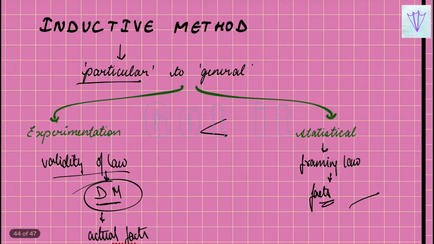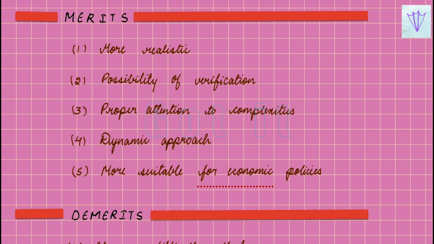So moving to the merits of inductive method, that it is more realistic because you're studying the actual facts. You're not based on assumptions, so you will go wrong very few times, and there is a possibility of verification. You can verify because you have the actual facts, and you can pay proper attention to the complexities. So this method takes full note of the complex relations found in the actual world and examines them carefully, and there is a dynamic approach. So this method takes into consideration the changes of different times and the changeable nature of assumptions in its analysis, and it is more suitable for economic policies.